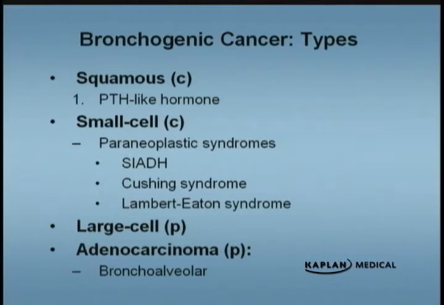And then we have the 2 peripheral ones, large cell carcinoma and adenocarcinoma. I already told you about adenocarcinoma being common in non-smokers, but it's still related to smoking. And then a type of adenocarcinoma, bronchoalveolar carcinoma, which is very interesting. It's kind of like a low-grade cancer, but it can occur with multiple sites on the same lung or involving both lungs.